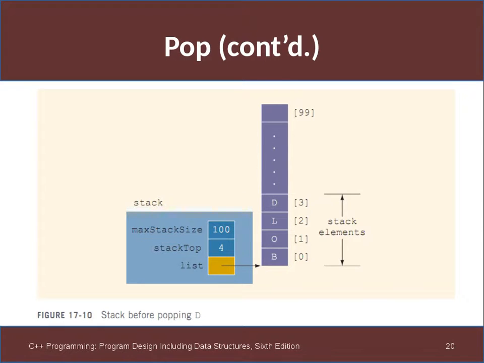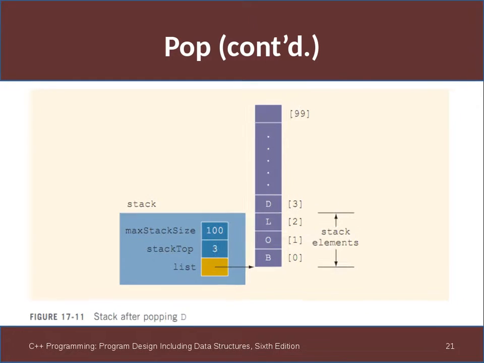All right, so pop. Notice that they're popping from here, so the stack elements just decreases by 3. The D is still on the stack, and that's perfectly fine because we're just going to override it the next time we push something.